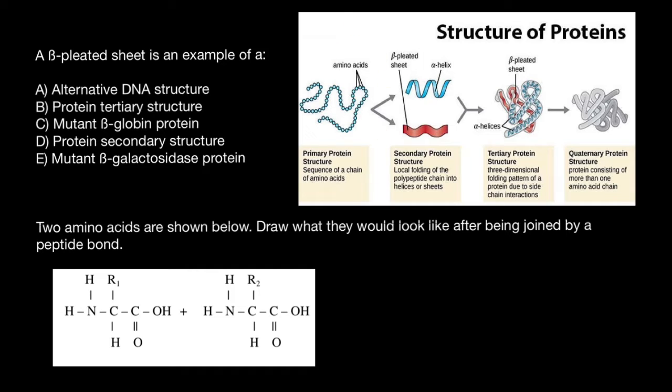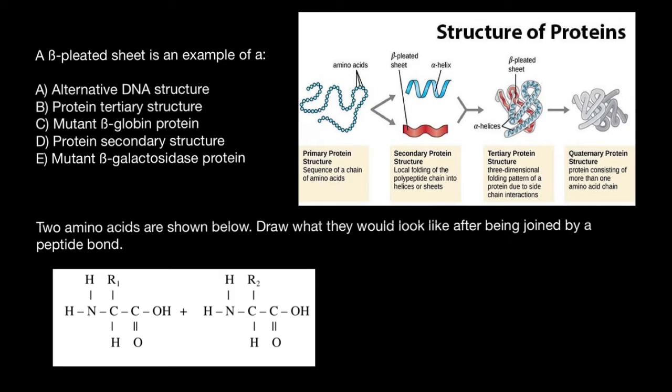Primary protein structure is just a chain of amino acids. Secondary protein structure would be alpha helix or beta-pleated sheets. Tertiary protein structure is a three-dimensional folding pattern of protein due to side chain interactions.